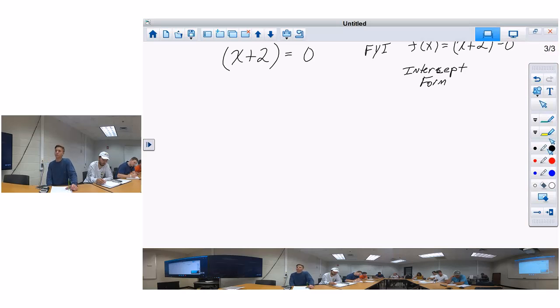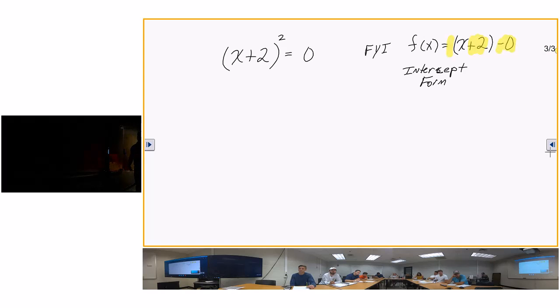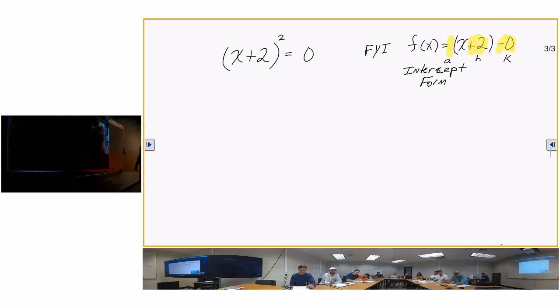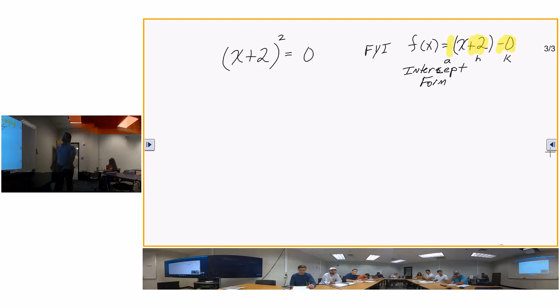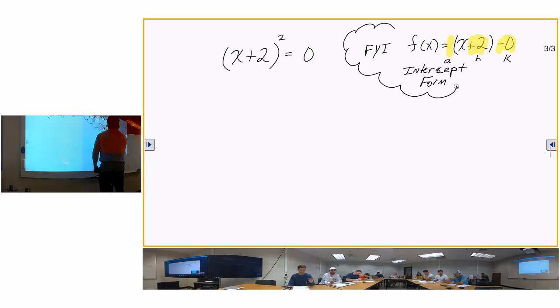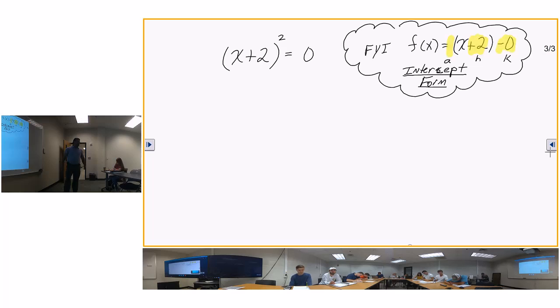And what is that? Well, what's here? A. What is this? H. And what is this? K. That's your A. That's your H. That's your K. So you need to write that to the side and put test, homework, other classes. You may be asked to put it in intercept form. Sometimes it's called general form of a quadratic.